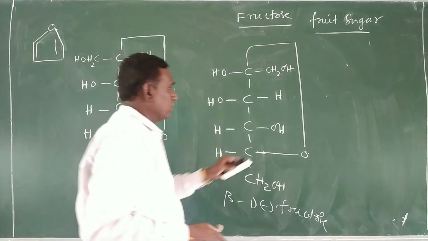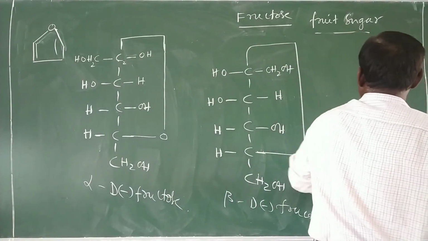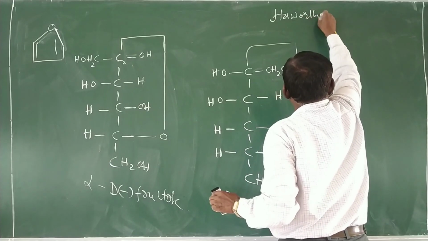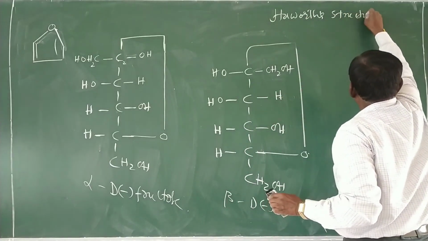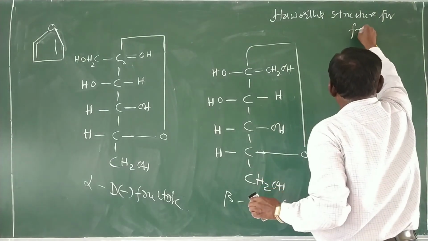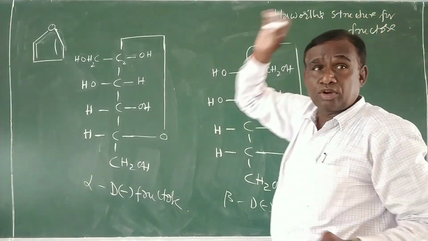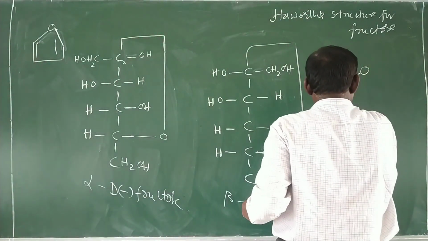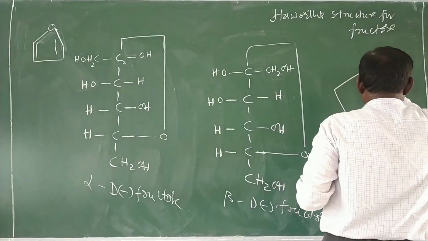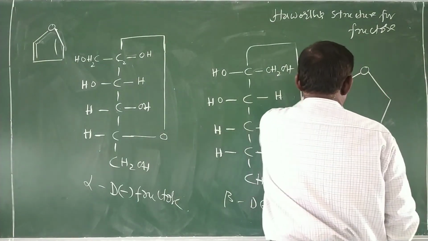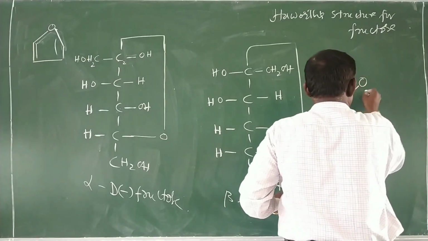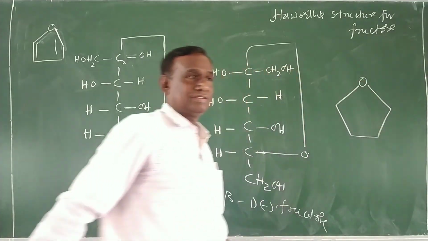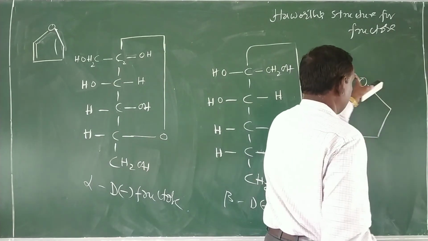Okay. Now I am going to write the 5-member ring for the Haworth structure. You see, Haworth structure for fructose. So it is a furanose ring, not pyranose. It is what? Furanose. Now you see, let me write. Like this. 5-member. You see 1, 2, 3, 4, 5.